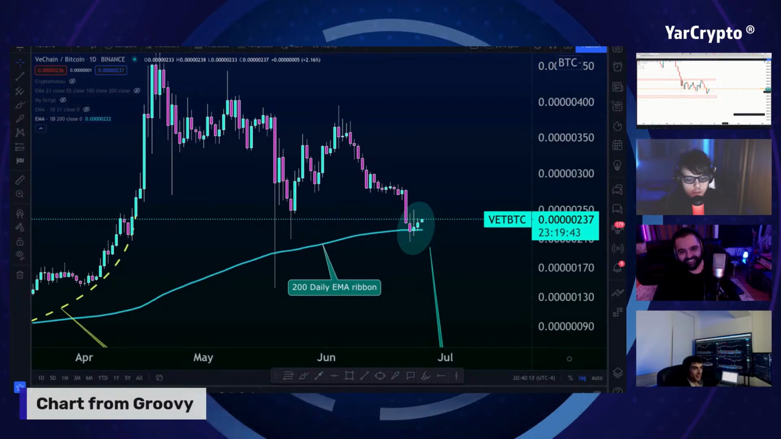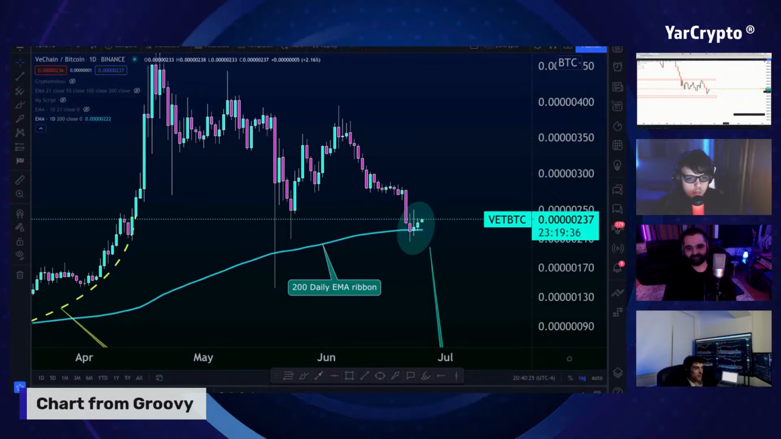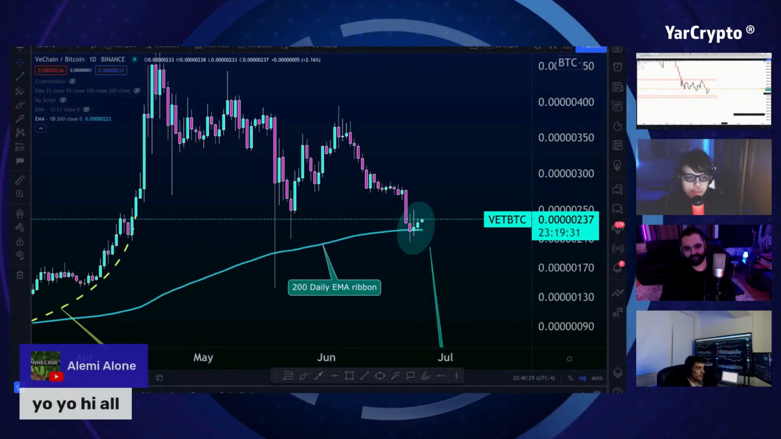Let's talk about today's price action a little more. And so, of course, we went all the way up to 35K on BTC today.